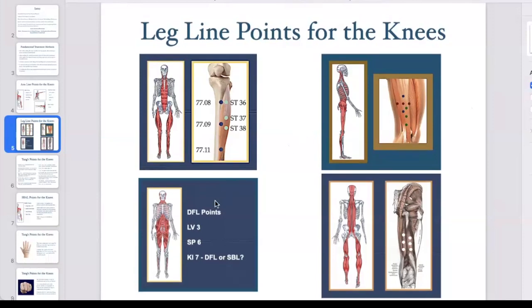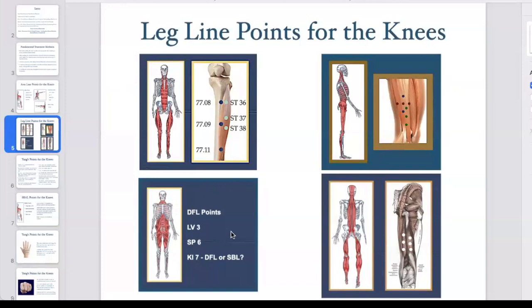And let's see, what else do we have here? We have the deep front line points. So over here, we can see the deep front line. And the deep front line includes the leg yin meridians, what we think of as the liver, the spleen, and the kidney meridians. And Dr. Tan would teach that liver 3 and PC6 used together is a good combination for knee pain. I like that one as well. And the method is to use PC6 on the opposite side from the knee pain, and then to use liver 3 on the same side.